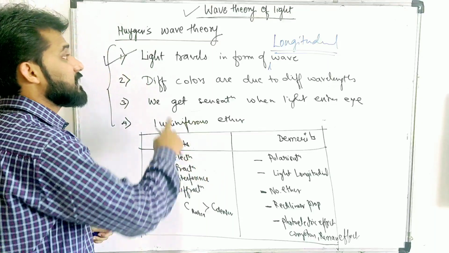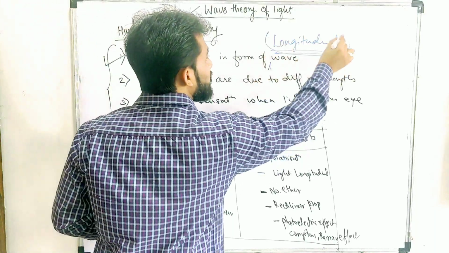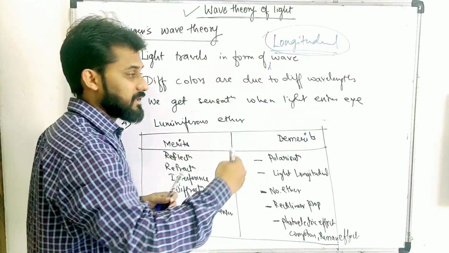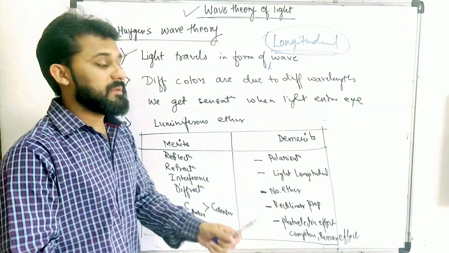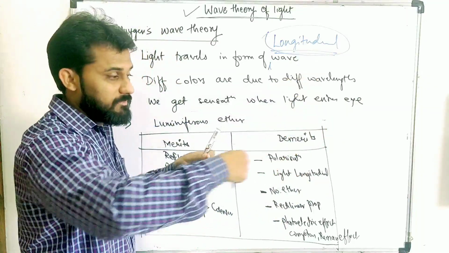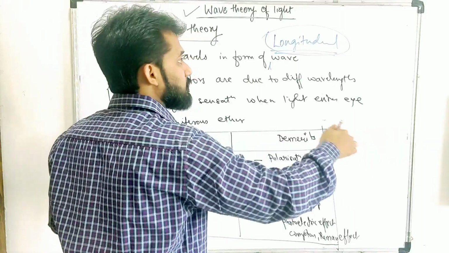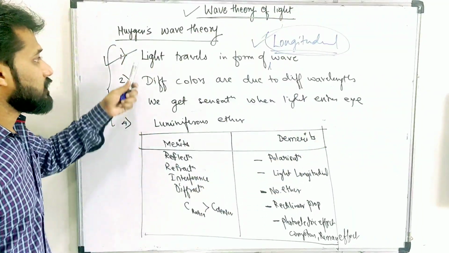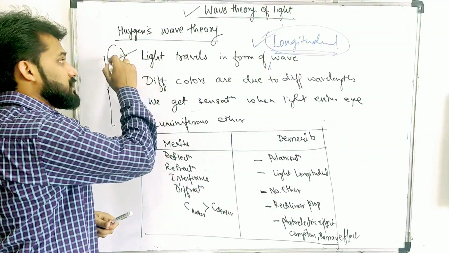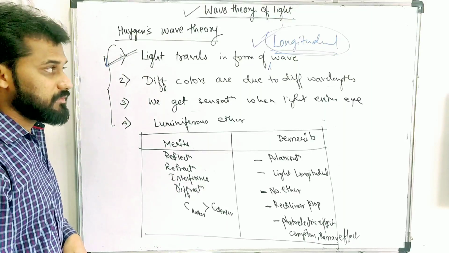So Huygens suggested that the light wave is a longitudinal wave. Means it has compressions and rarefactions. Means the particles of light or medium will vibrate parallel to the direction of propagation. This was the suggestion of Huygens wave theory. So the first point is that light travels in the form of longitudinal waves.